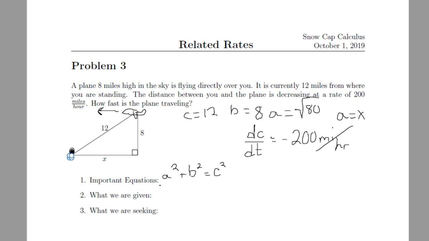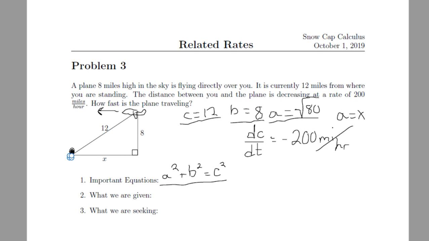All right, so our important equation is the Pythagorean theorem. We're given the distance between us and the plane, which is c. We're given the height of the plane. We weren't really given it, but we were easily able to deduce the raw distance on the ground from us to the plane, which was root 80. And we're also given the rate at which the distance between us and the plane is decreasing.